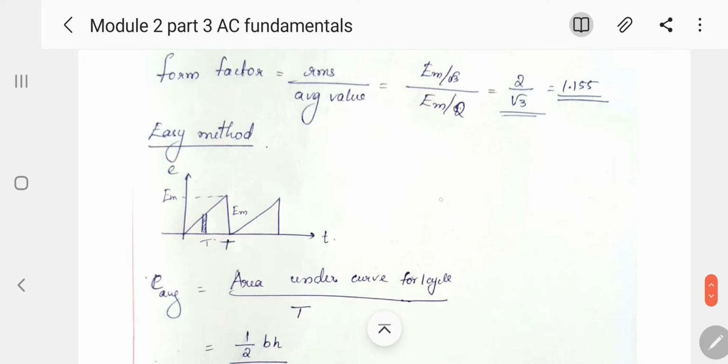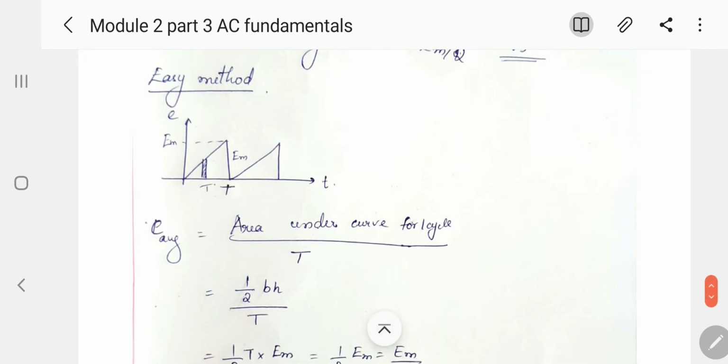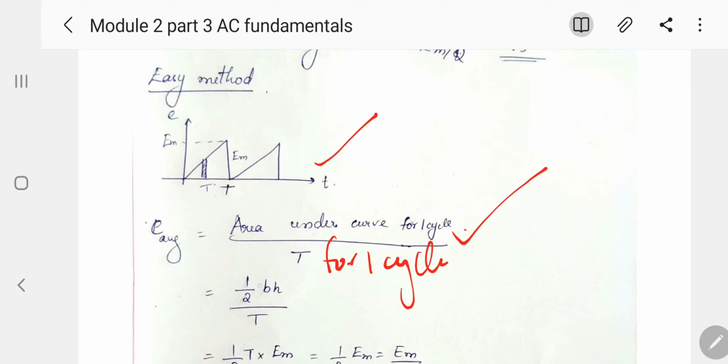Now we have done the problem using the integration method to find the area. But next we can go through how we can calculate this in an easier way, that is using the standard area equation. So we are going to the waveform first. Now we are going to find the average value by taking area under the curve for one cycle by time period for one cycle. What is the time period for one cycle? It is from 0 to T. So T. What is the area for one cycle?